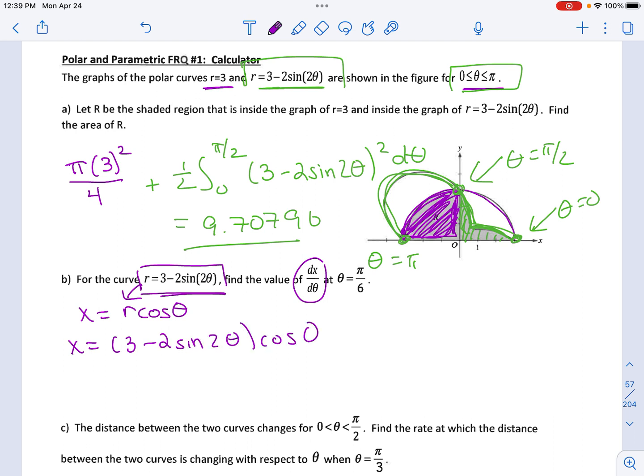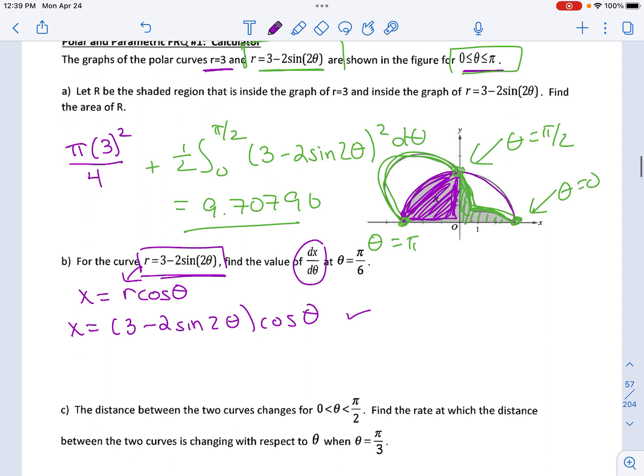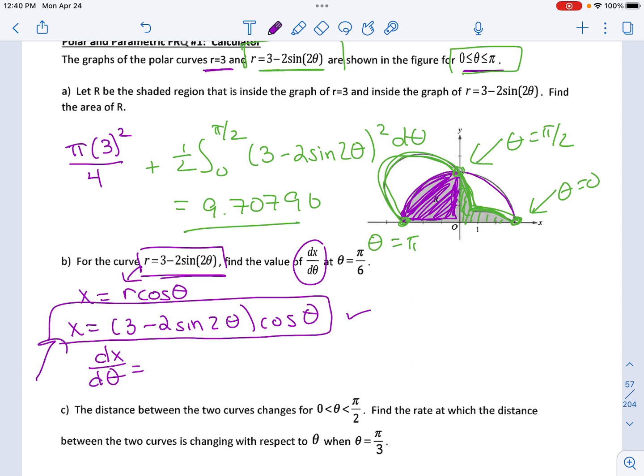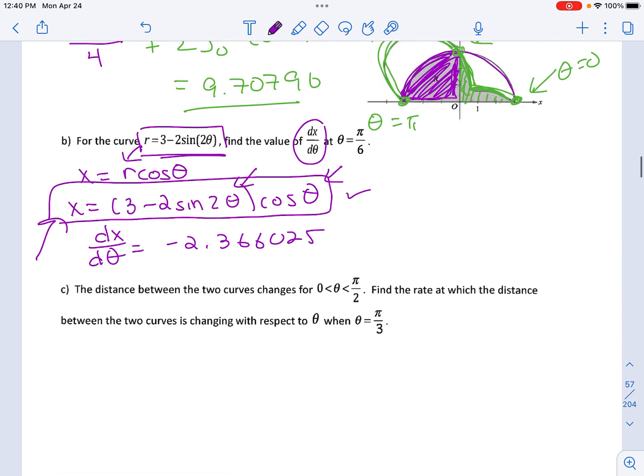And then really, there's my r, so if I plug that in, I have this. Okay, now, so I need some form of this, and then we are going to go ahead and take the derivative on the calculator. So at this point, we are not looking at the picture anymore, so you can just type this into your y equals screen. Your theta is your variable. So have the calculator take the derivative of this and plug in pi over 6, and you should get negative 2.366025 for that derivative.